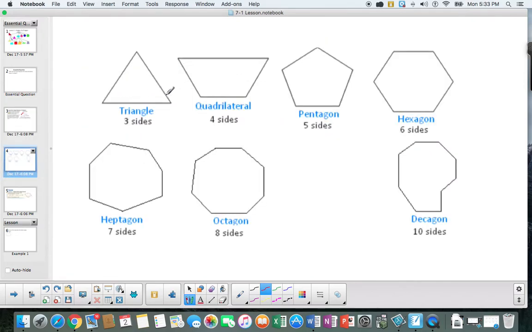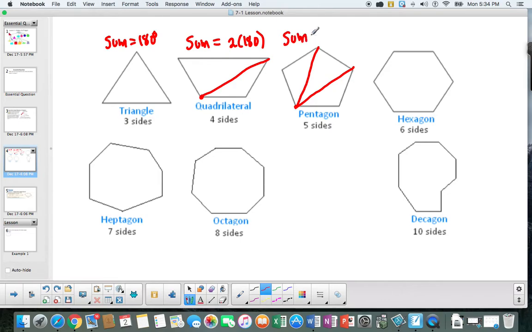I know that all 3 angles of a triangle sum to 180 degrees. Over here I have a quadrilateral. I'm going to draw all the diagonals that I can from this vertex. And when I do that and get to this other vertex, I have created 2 triangles. So the sum of all the interior angles will be 2 times 180 because there are 2 triangles. When I start at this vertex and draw all the diagonals I can from this one vertex, it creates 3 triangles. So the sum of all the interior angles will be 3 times 180.